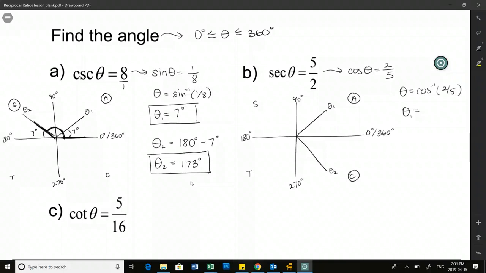Wait, why is it this way? So we have cosine equal to a positive value. Cosine is positive in the All quadrant, and it's positive in its own quadrant. Miss Michaelis, it goes 1, 2, 3, 4, right? Yeah, it's labeled 1, 2, 3, 4.